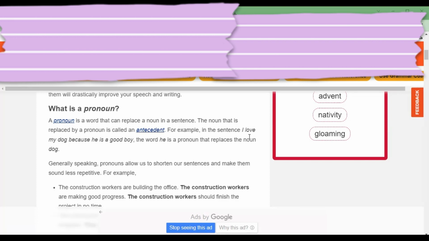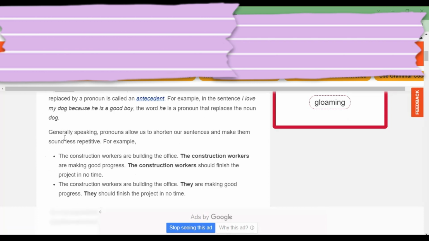For example, in the sentence, "I love my dog because he is a good boy," the word "he" is a pronoun that replaces the noun "dog." This noun, dog, is called the antecedent because it is the word being replaced by our pronoun "he." Generally speaking, pronouns allow us to shorten our sentences and make them sound less repetitive, so we are not repeating.